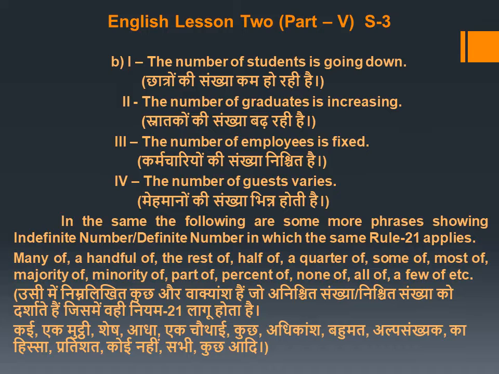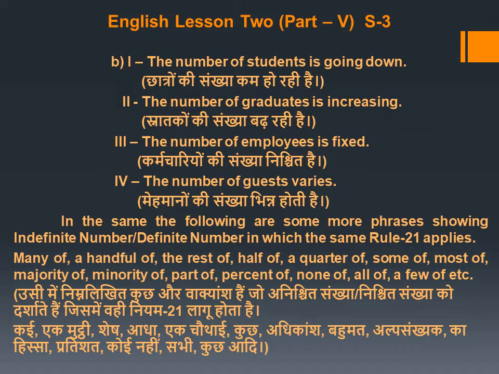Now friends, coming to slide number 3, English lesson 2 part 5. Now we will continue the B part of rule 21. The number of students is going down. The number of graduates is increasing. The number of employees is fixed. The number of guests varies.